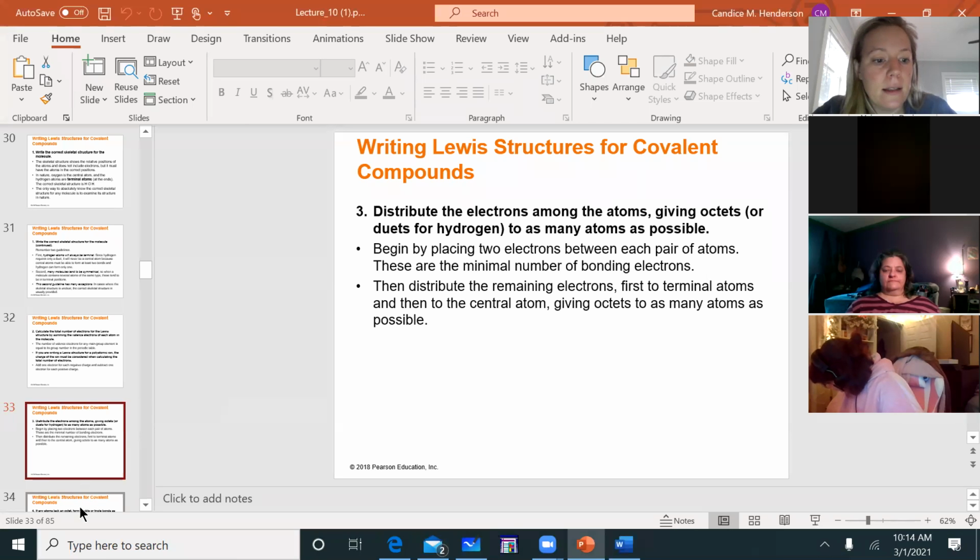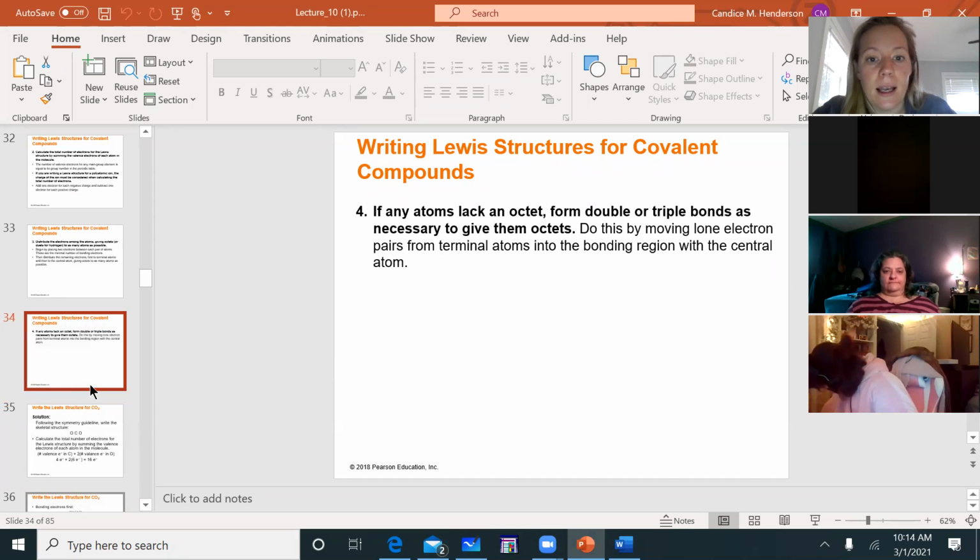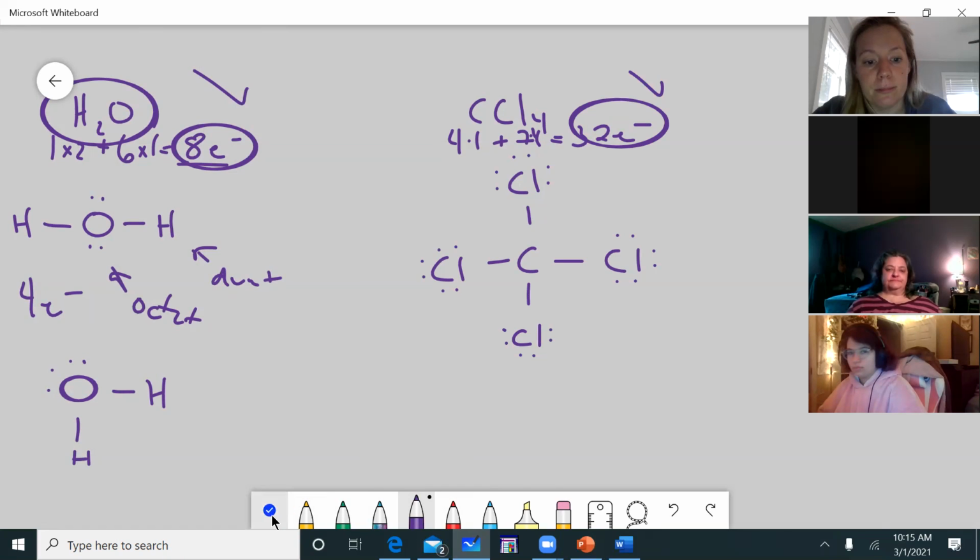I think in the slides, the last thing it says is, if any atoms lack an octet and you can't add any more electrons, that's where we add a double or a triple bond. So I'll show you how to do that one. Let's look at CO2.